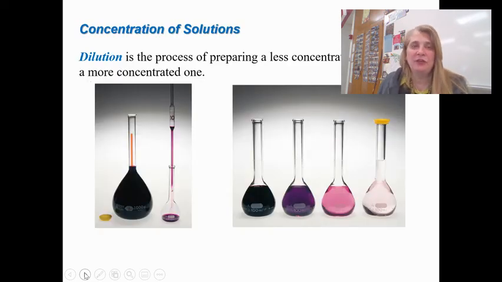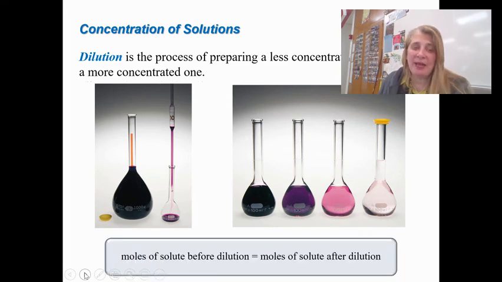So dilution is the process of preparing less concentrated solutions from more concentrated. So you can see we can actually measure the concentration with the color. And there are pieces of equipment that scientifically measure how much color is in a solution. And those values are called absorbance and transmittance of light. Let's make sure we recognize, though, the number of moles in the solution stays the same throughout your dilutions.